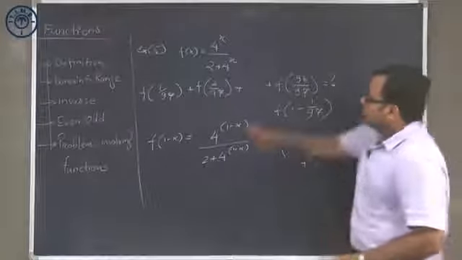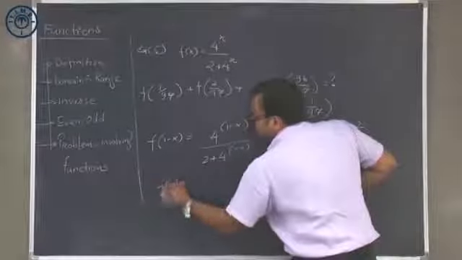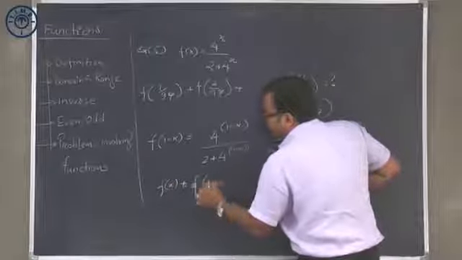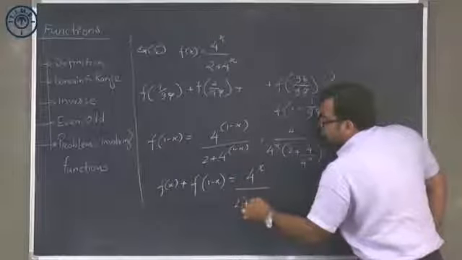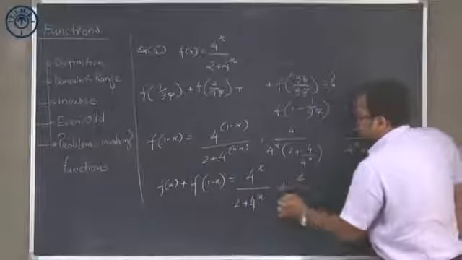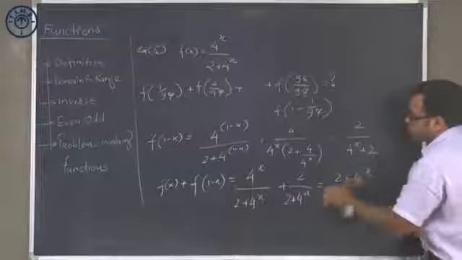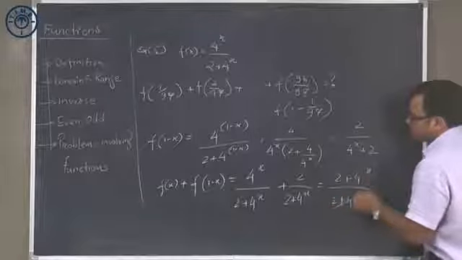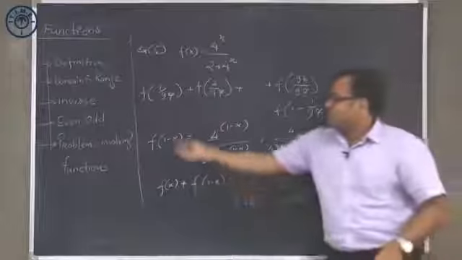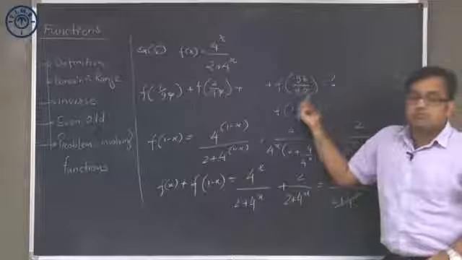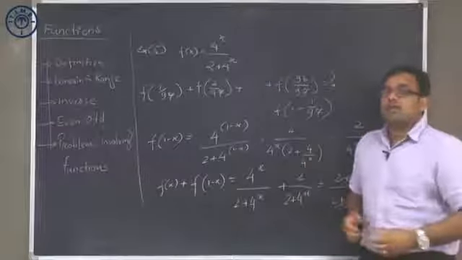Now if I observe f of x and f of 1 minus x, if I do f of x plus f of 1 minus x, this is equal to 4 to the power x upon 2 plus 4 to the power x plus 2 upon 2 plus 4 to the power x, which is equal to 2 plus 4 to the power x upon 2 plus 4 to the power x, which is equal to 1. If this is equal to 1, so from here I understand that this plus this will be equal to 1. Second term, second last term will be equal to 1. So two terms, they can be combined.